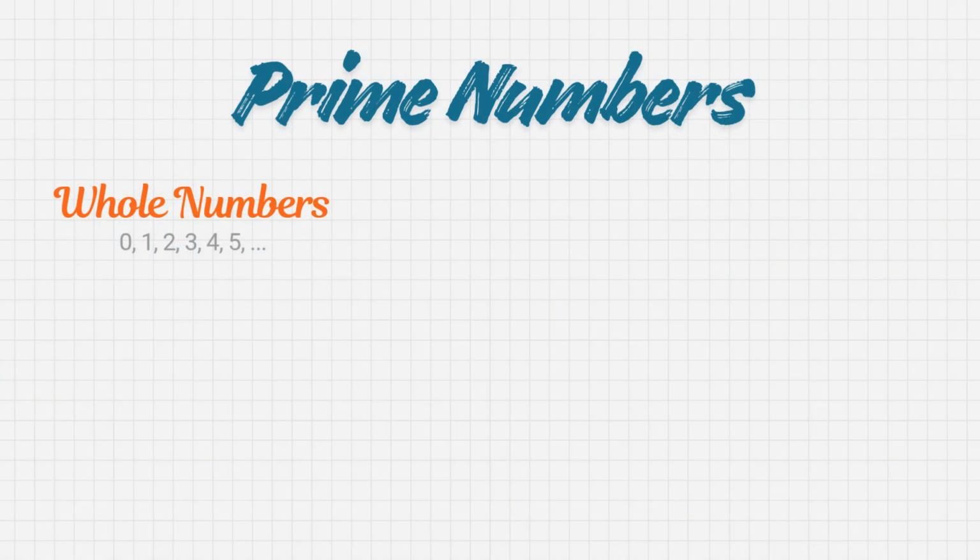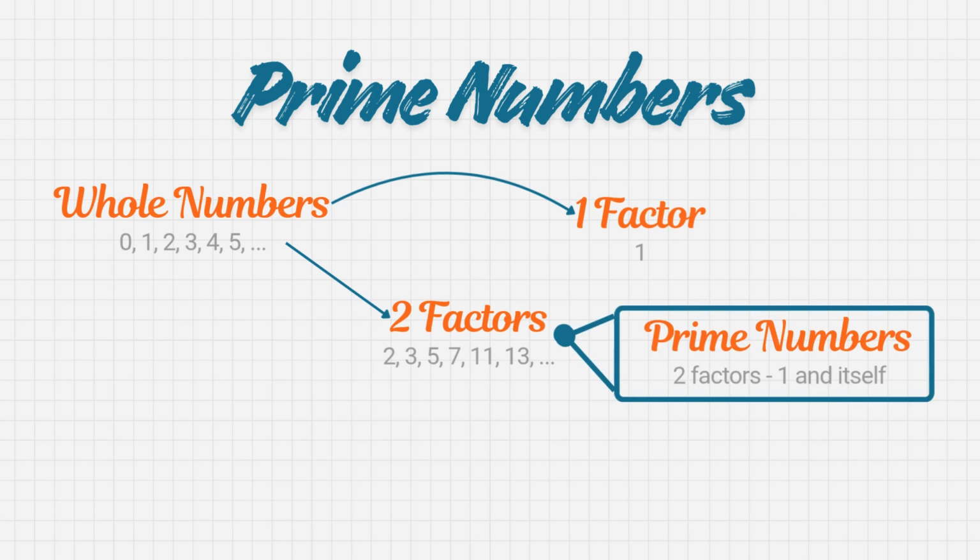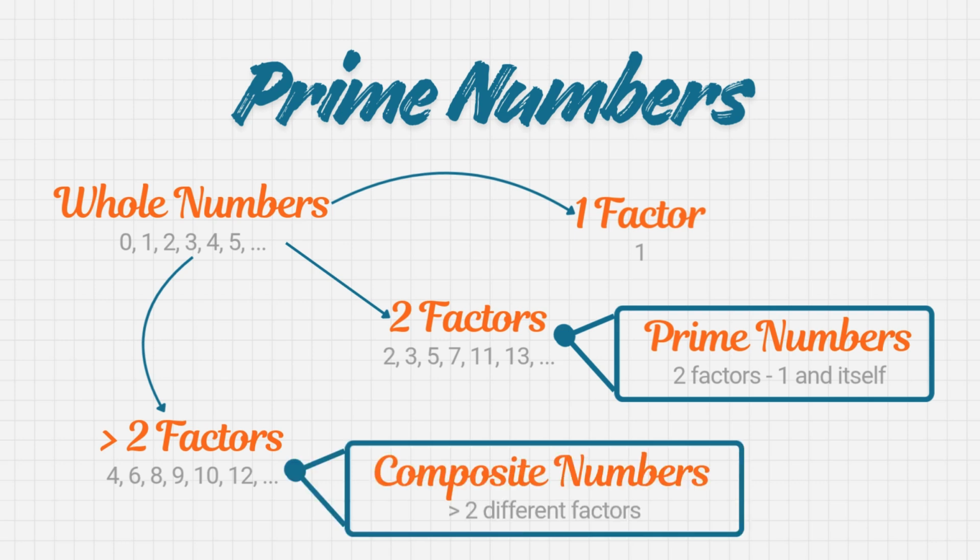Depending on the number of factors, whole numbers can be classified into three groups. The first group contains a number with exactly one factor. The second group contains numbers with exactly two different factors. The numbers in this group are known as prime numbers, or primes. The third group contains numbers with more than two different factors. The numbers in this group are called composite numbers.